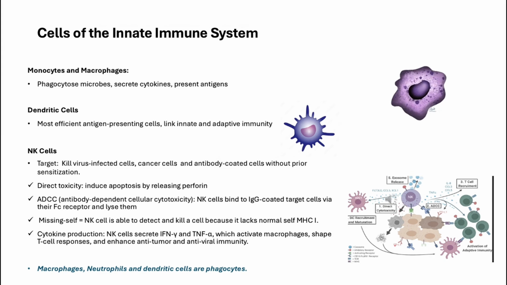So when a cell becomes infected, it actually doesn't express as much MHC molecules, so that makes it detectable by the natural killer cell. This is called missing self.